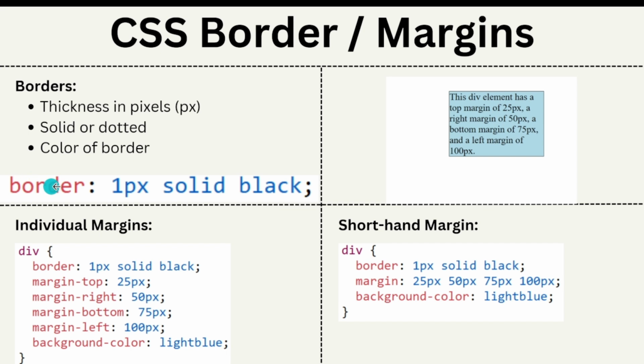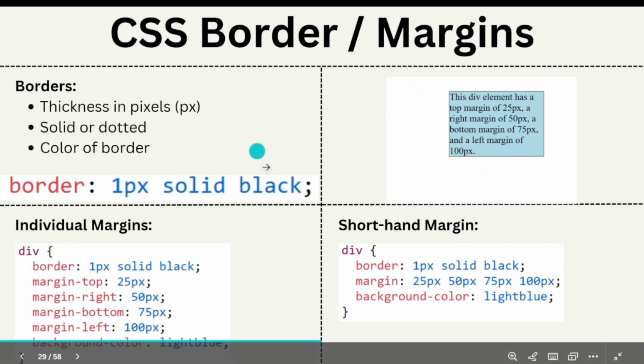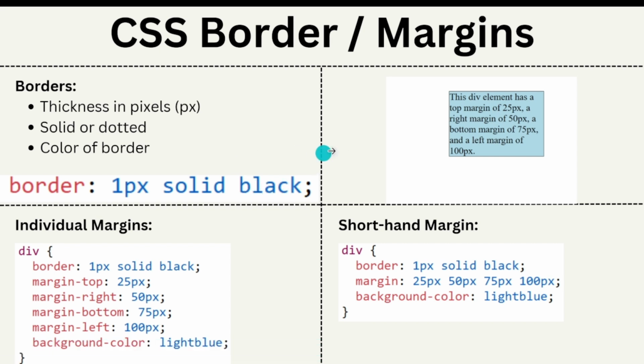But the way the value works, the first thing, in pixels, will be the thickness of the border. And then you'll have either solid or dotted, right? So solid will be a solid border, dotted is a dotted border. And then the last one is the color of the border. This one isn't actually necessary, but if you want to make it something other than black, let's say you want to put blue, it will make that border blue.